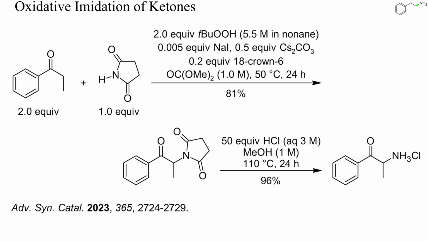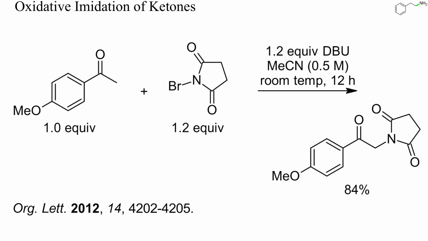Heating ketones with iodine and pyridine yields alpha-pyridinium ketones. A related reaction is the direct imidation shown here. With an excess of tert-butyl hydroperoxide as oxidant and catalytic iodide, propiophenone was cleanly converted into an alpha-succinimidyl ketone. Hydrolysis with aqueous hydrochloric acid then gave the alpha-aminoketone. As an alternative, NBS may be used as electrophilic imidating reagent.